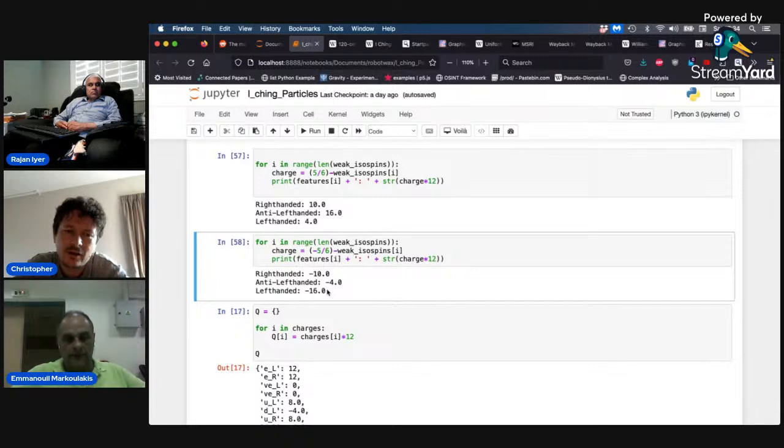Right. So if the particle is moving through space-time and it's changing its chirality from right to left as it goes, then its charge is going to fluctuate between 10 and 16, or minus 10 and minus 16. Well, that's actually possible.